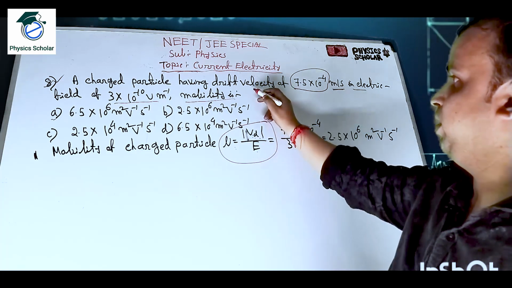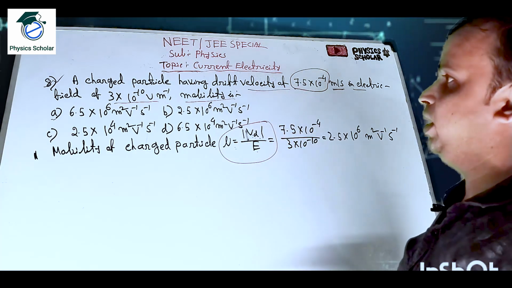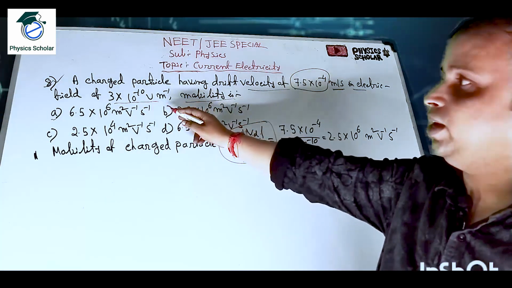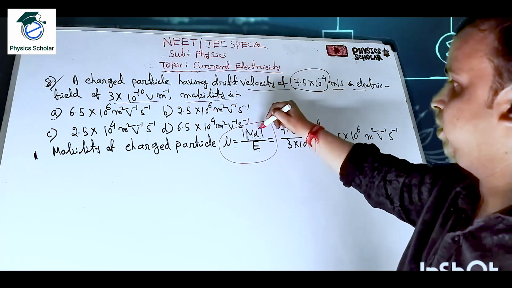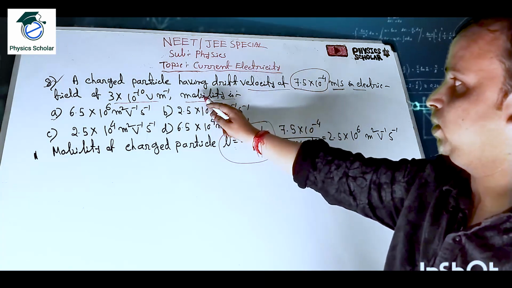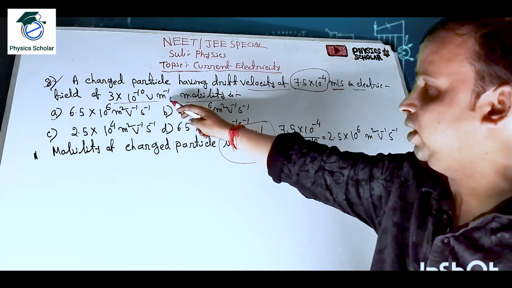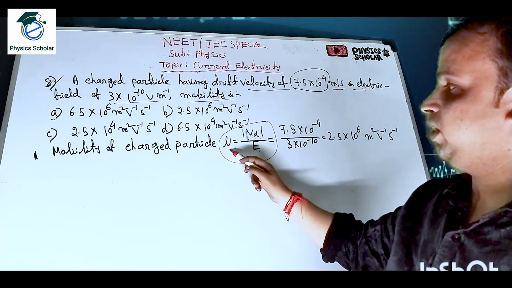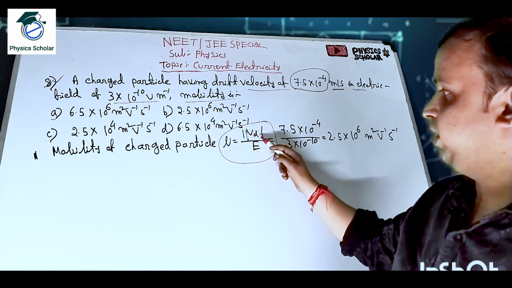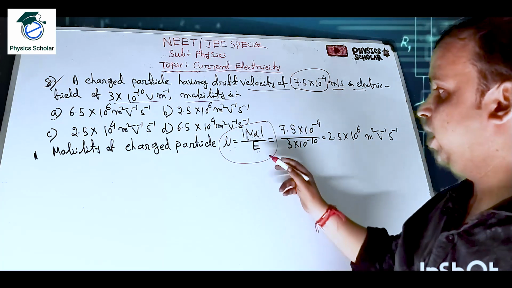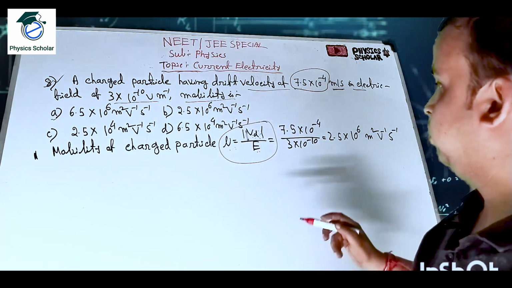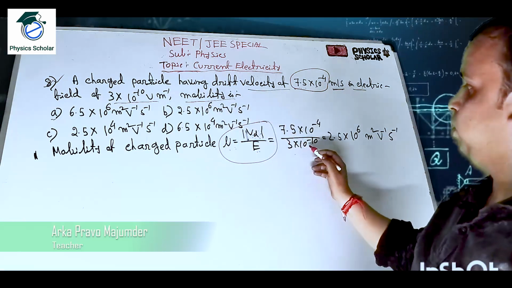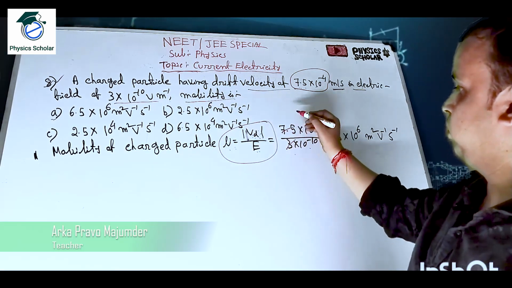What is Vd? Vd means the drift velocity of any charged particle. Clear? So Vd by E, E means the electric field. Both the drift velocity as well as the electric field are given. So the mobility mu is equal to mod of Vd by E. Vd means drift velocity and E means electric field. So what is the value of drift velocity? 10.5 × 10⁻⁴ divided by E, which is 3 × 10⁻¹⁰. Clear?